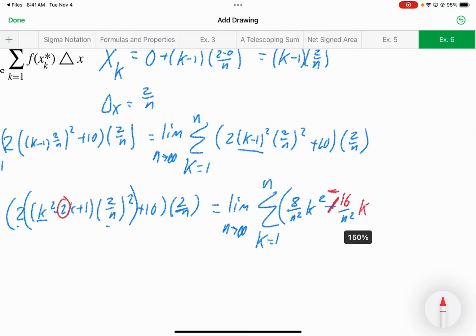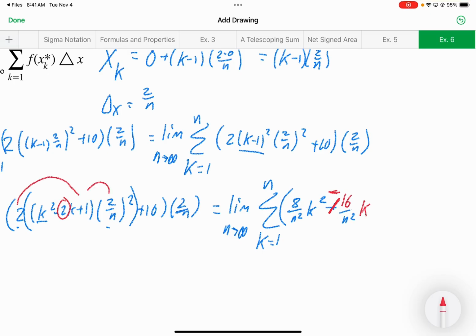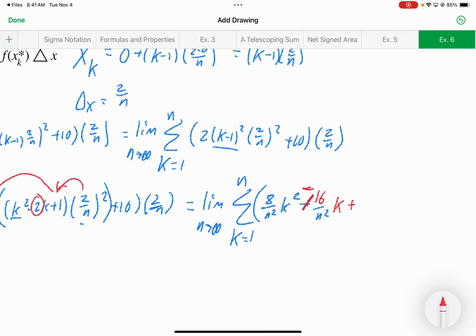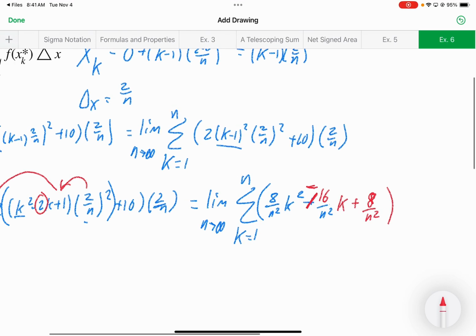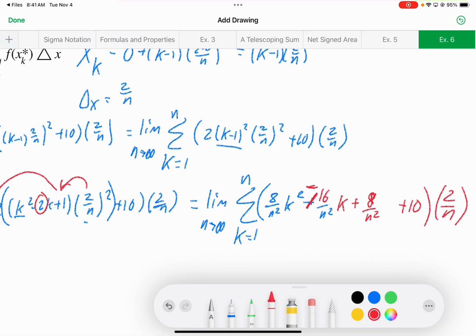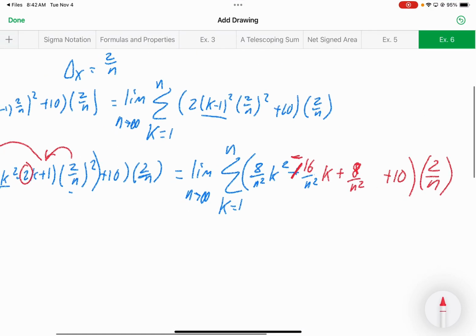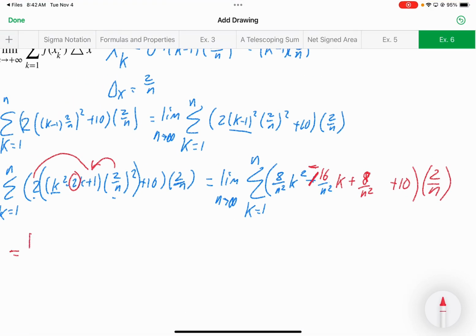And then I have 2 times 1, and then 2 over n squared times 1 as well, so we would have just 8 over n squared. And then I still have plus 10 times 2 over n. Don't need that parenthesis there. Okay, we're fighting through it, but we're almost there.